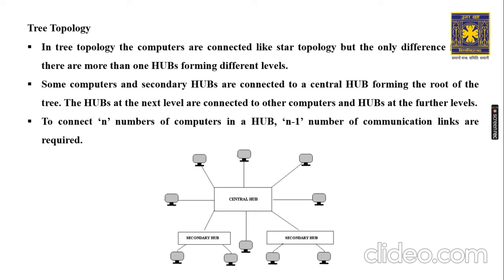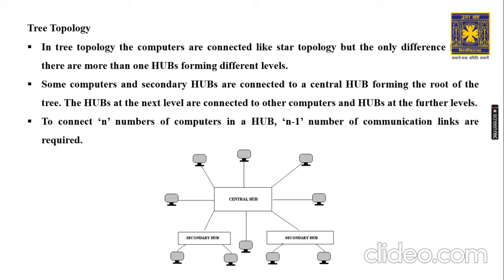Here we will discuss the tree topology. In tree topology, the computers are connected like in star topology. But the only difference in tree topology is that there is more than one hub. In star topology, what was there? There was only a central hub, this central device that was connecting all the computers.